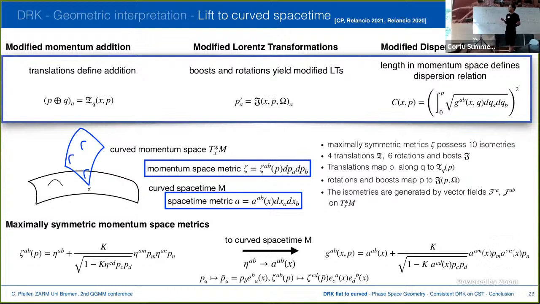What happens then is that these generators of translation and the generators of boosts and rotations become position-dependent, or these isometries become position-dependent. But at each point of space-time, now you have a well-defined, geometrically defined modified addition of momentum given by these local generators of translation in momentum space. You have boosts and rotations given by the local infinitesimal generators of rotations and boosts.